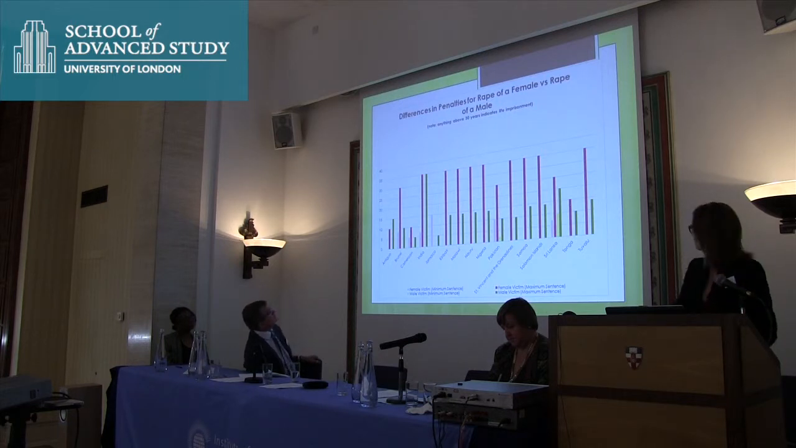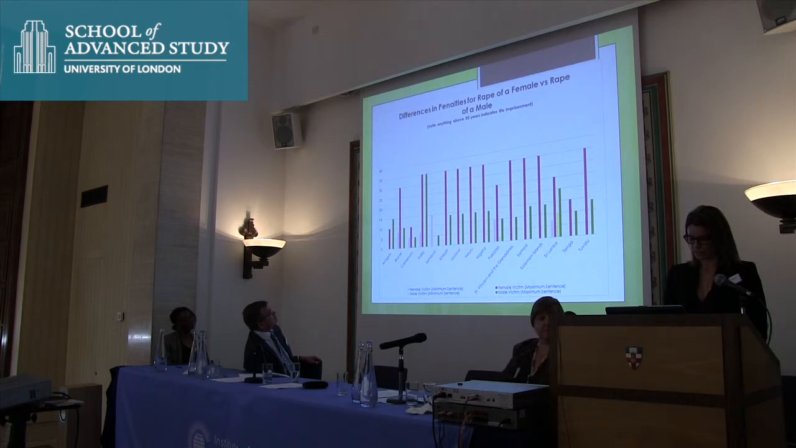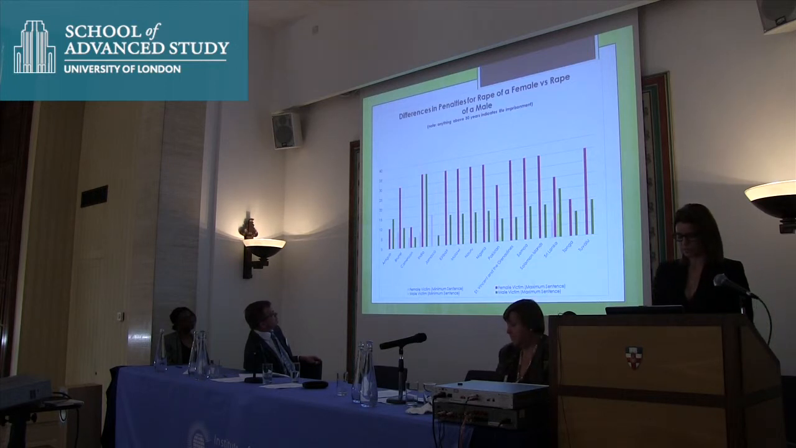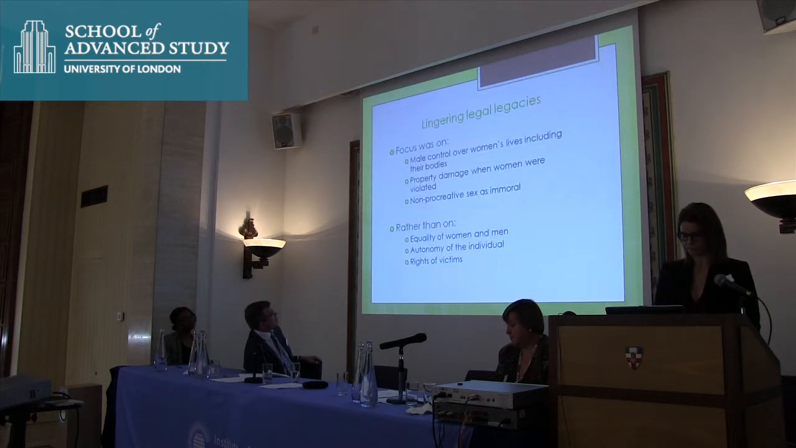So you'll see the red or pink bar is the maximum sentence for a female victim, and the green is a male victim of non-consensual buggery. So the penalties are quite starkly different. So the focus at the time that these laws were spread around the Commonwealth was on male control over women's lives, including their bodies, and the notion that once a woman entered into a contract of marriage, her rights effectively became subsumed in that of her husband, including over her own body and physical integrity.